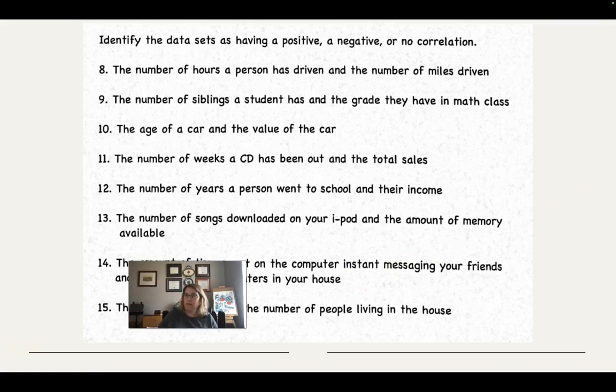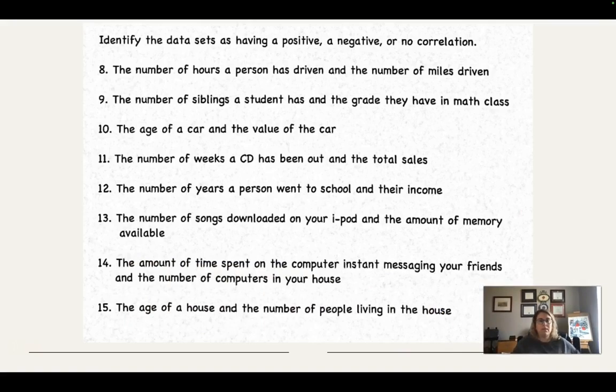Last thing we have is these items, and it says identify if these were positive, negative, or no correlation. So I'm going to use a plus for positive, a negative symbol for negative, and no for no correlation. The number of hours a person has driven and the number of miles driven. The longer you drive, the further you go. So that's positive. The number of siblings a student has and the grade they have in math class. No correlation.